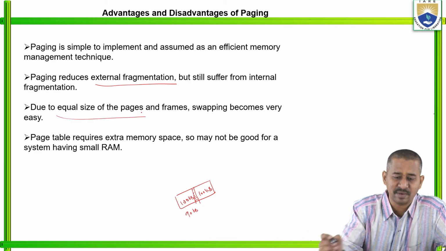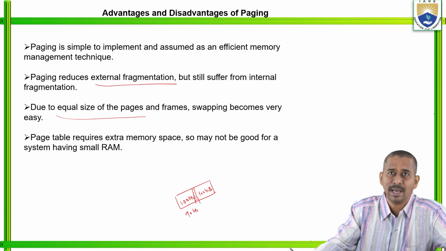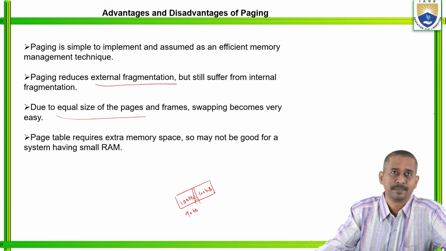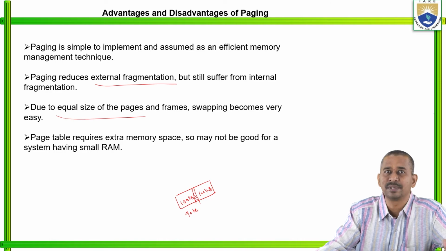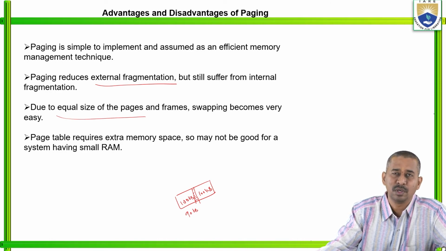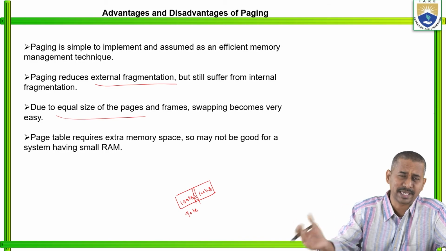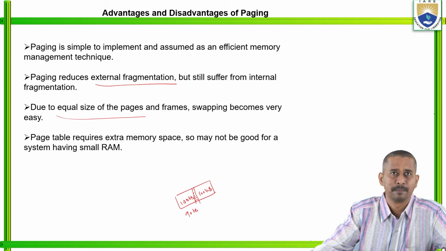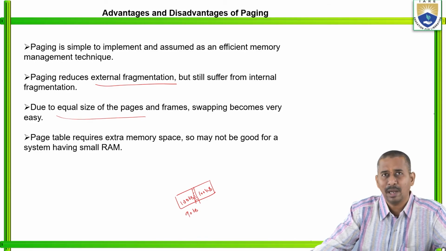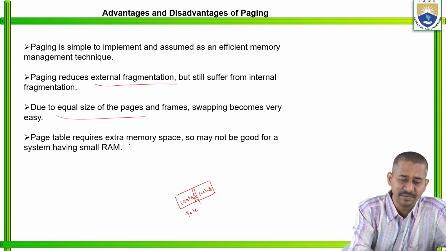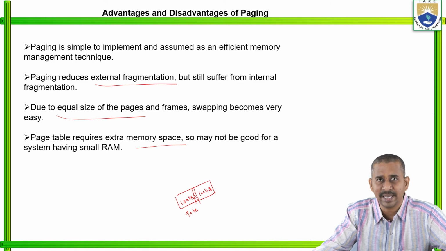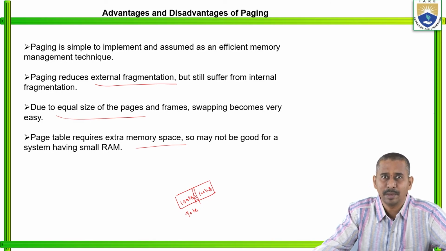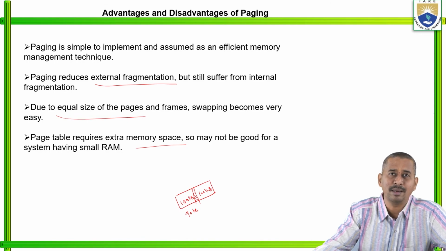Due to the equal size of the pages and frames, swapping becomes very easy. We know swapping is from the backing store to the primary memory. But the drawback here is that the page table requires extra memory space, so paging may not be good for a system having small RAM.